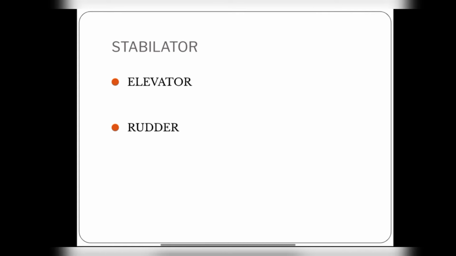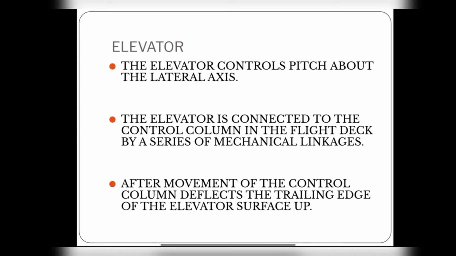stabilizer. It is basically of two types, that is elevator and rudder. These are placed on the tail section of the aircraft, that one is the elevator and the rudder. Okay, we will move on to the elevator first.